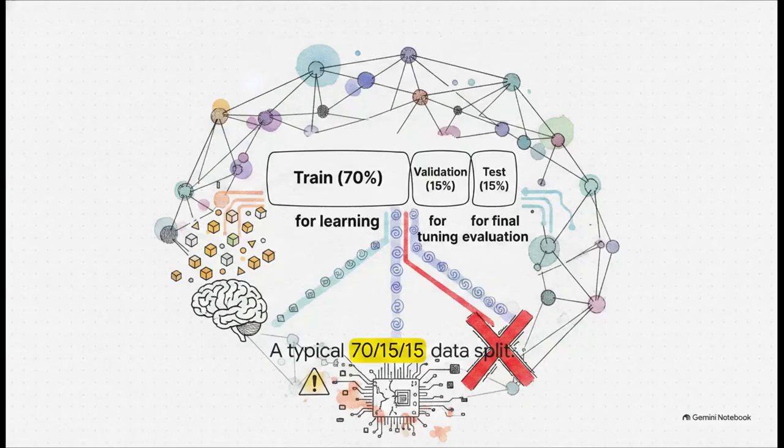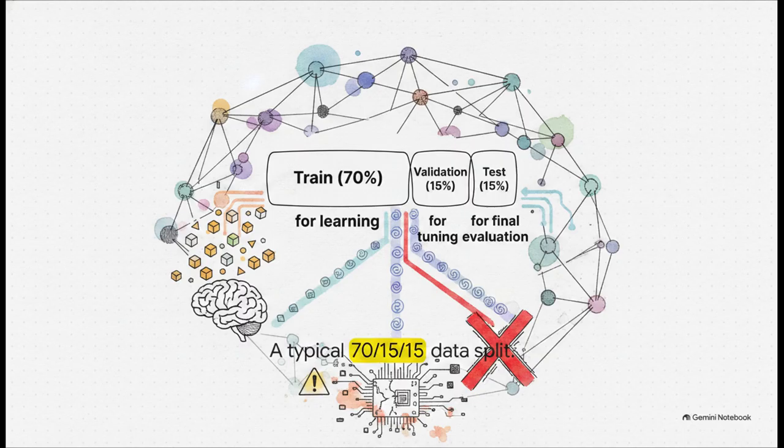So regarding that split, the industry standard is 70-15-15. You allocate 70% of your data for training, 15% for validation tuning, and that final 15% strictly for evaluation. But here's the golden rule, the one thing you must never do. Never let your test data touch your training data.